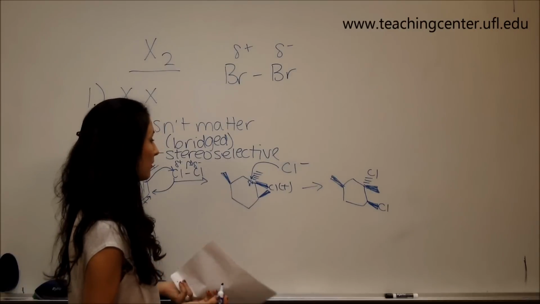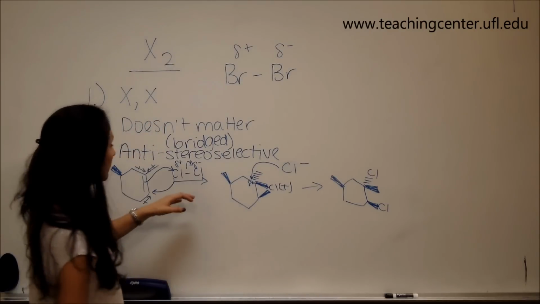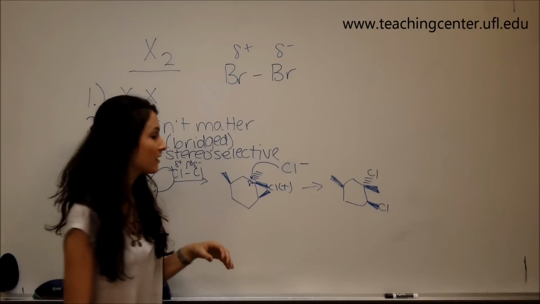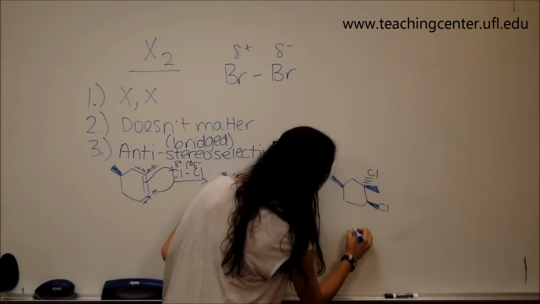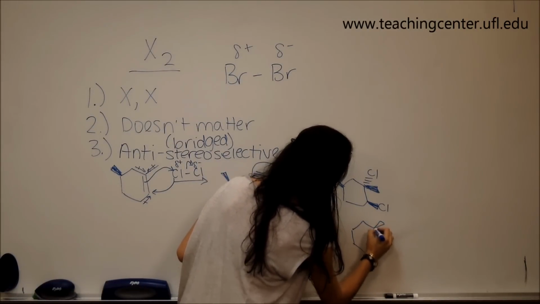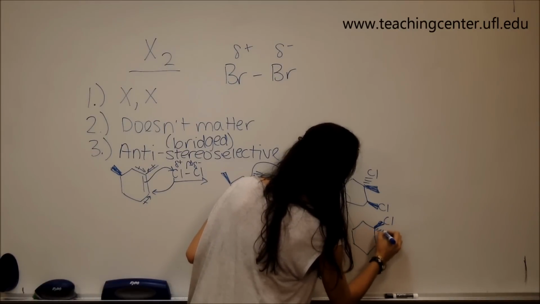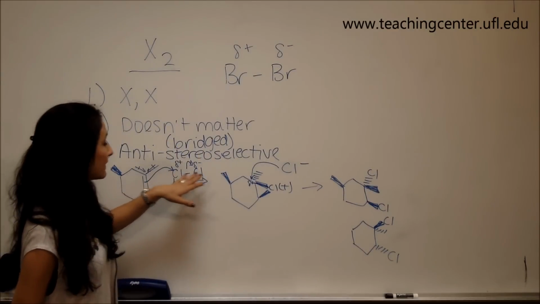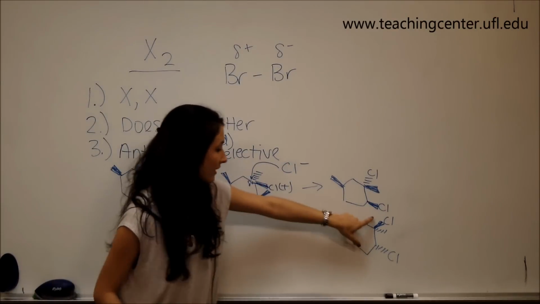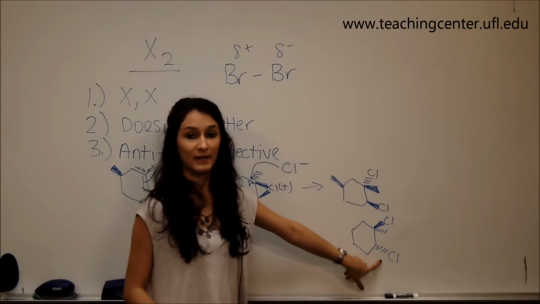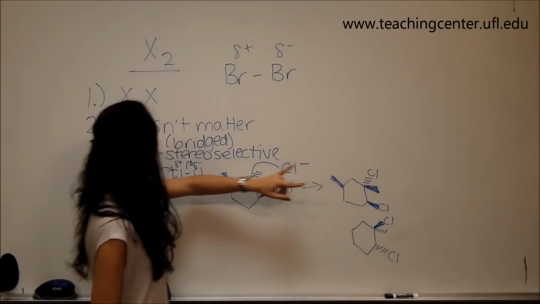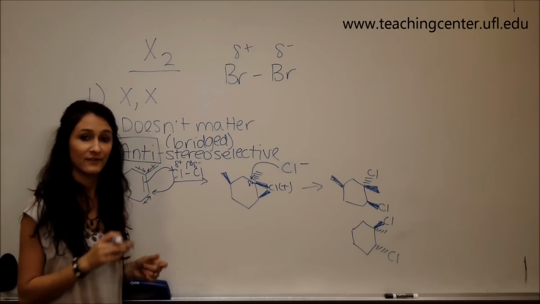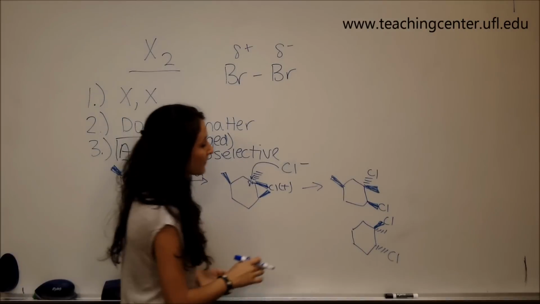All right? One thing you should think about for this is that this chlorine didn't have to come in from the front. It could have actually come in from the other side, and then everything would have been reversed. So you would get something that looks like this. If this first chlorine came in from the back, then the second chlorine would have attacked from the front. So that chlorine would end up on a wedge, this one would end up on a dash. Notice that these end up anti, okay? And like we said before, this reaction is always going to be anti-stereoselective, and that's always true when you have a bridged intermediate.